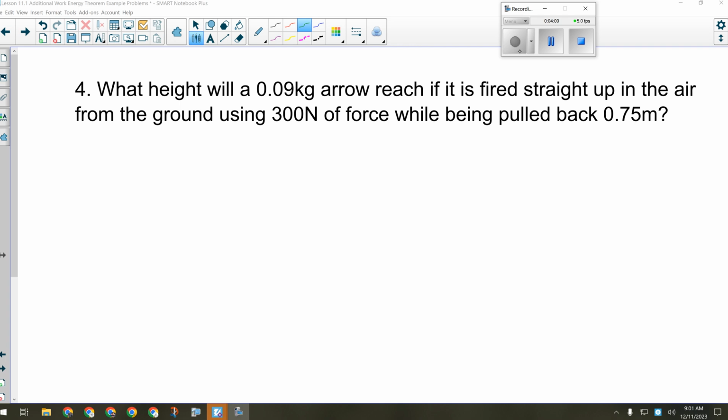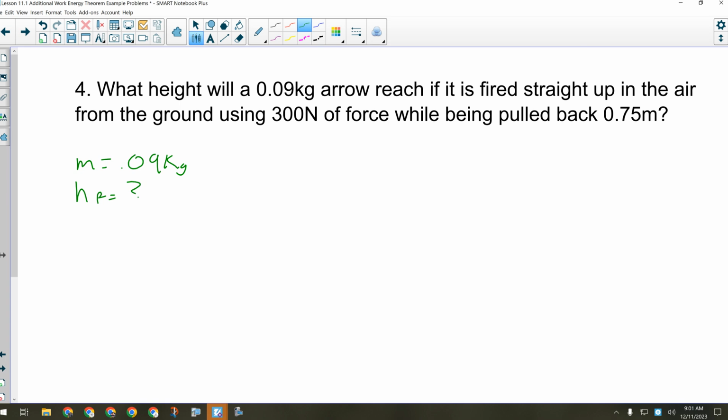Okay, so on this one here, guys, we have the mass of the arrow, 0.09 kilograms. We're looking for its final height. We know it's fired from the ground. It uses 300 newtons worth of force while being pulled back 0.75 meters. All right, so there's our givens.